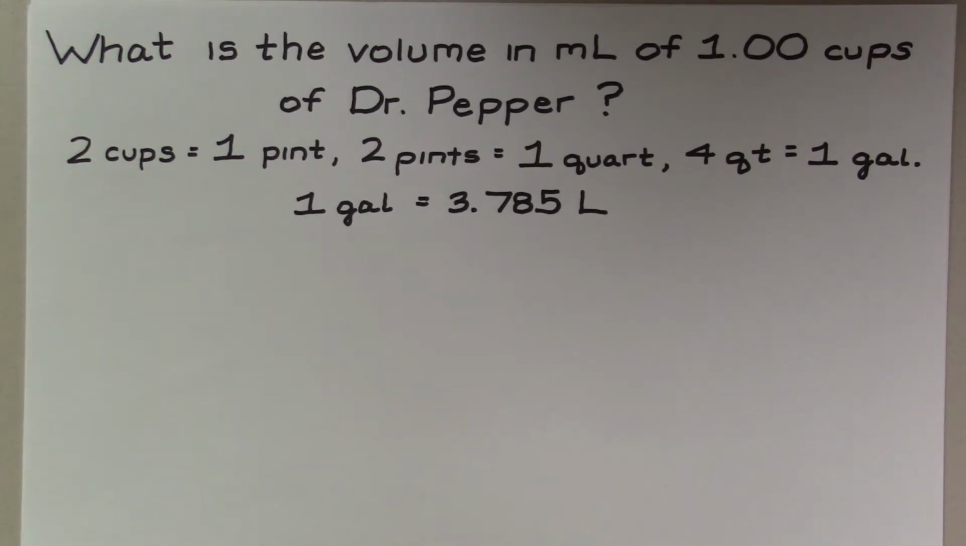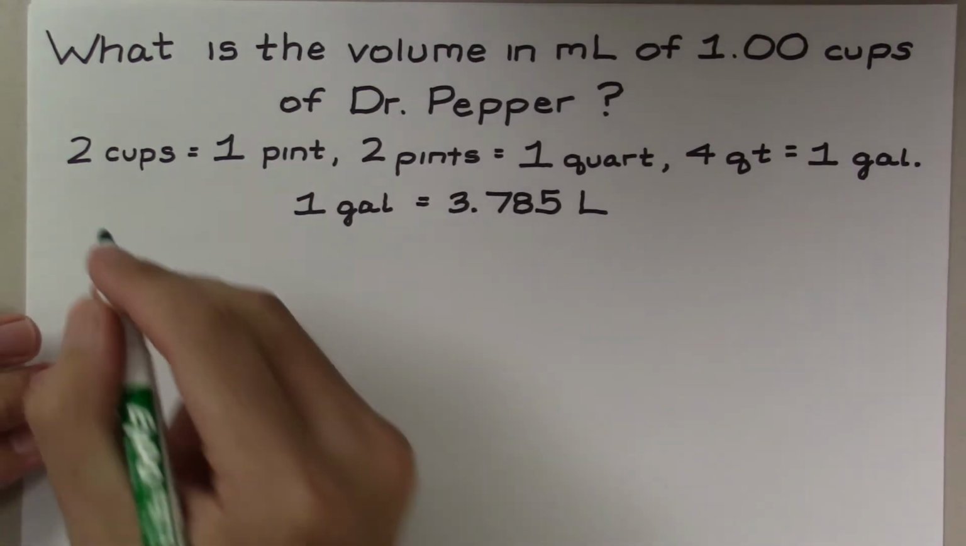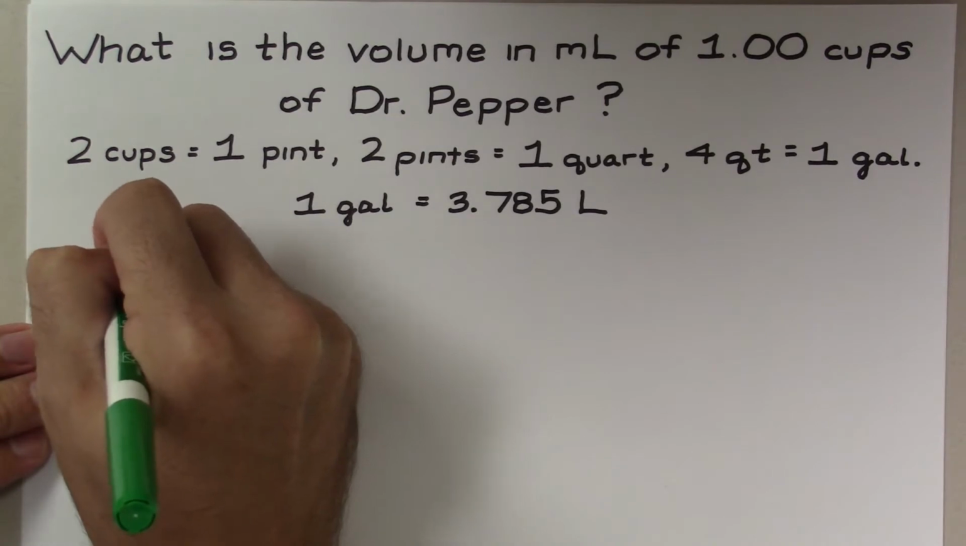In this video this week, we will do unit dimensional analysis. First question is, what is the volume in milliliters of 1 cup of Dr. Pepper? First thing that we're wanting to do is build our battle plan. You will notice I gave you all the appropriate units.